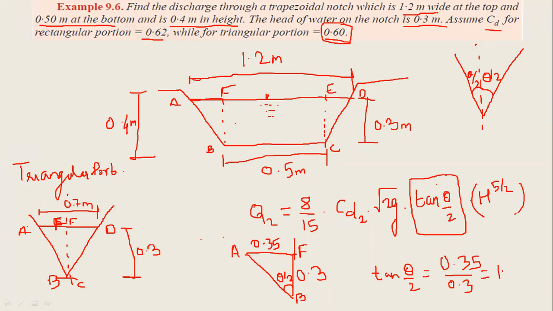1.16. Okay, so this is the value of tan theta by 2. Directly I'll substitute this value in the formula. Then what is the value of discharge through the triangular portion that I get? So what is Q2?